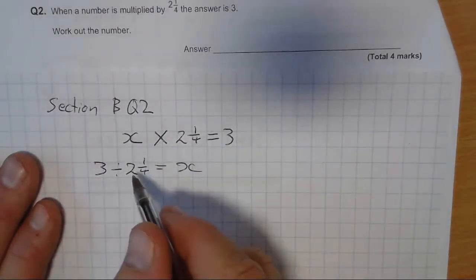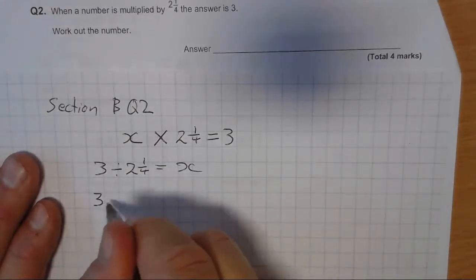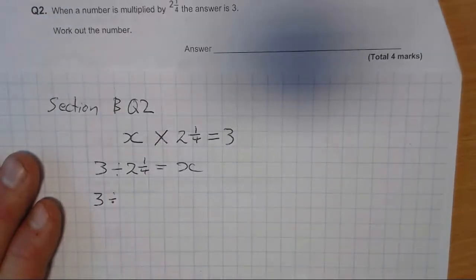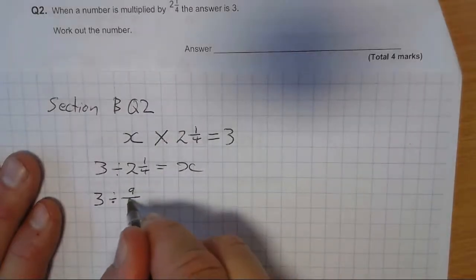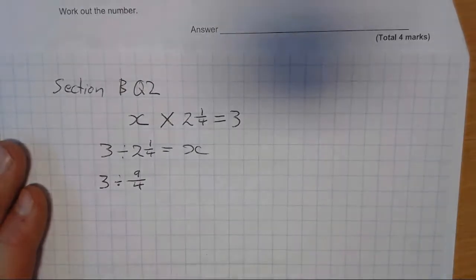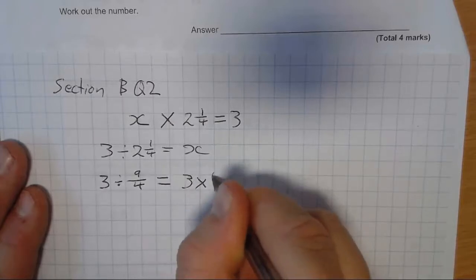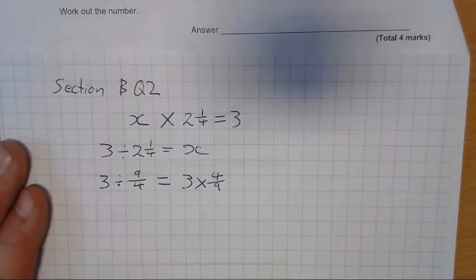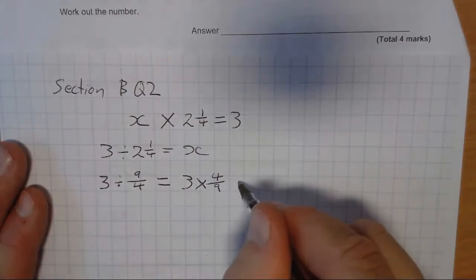So it's now going to test your ability to do a division with a mixed number. So you should know that the best way to do this is to turn that mixed number into an improper fraction. 4 times 2 is 8, plus 1 is 9/4. Okay, so 3 divided by 9/4 is the same thing as 3 times by 4/9. Okay, because we're going to use that multiplicative inverse. When we're dividing by a fraction, we turn it into a multiplication and we use the reciprocal.